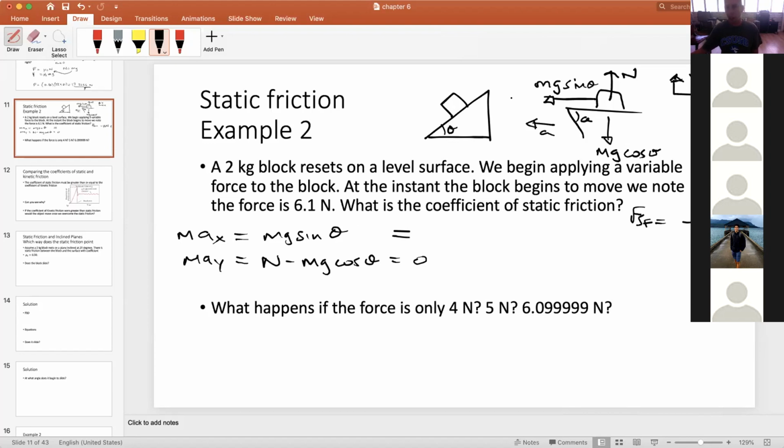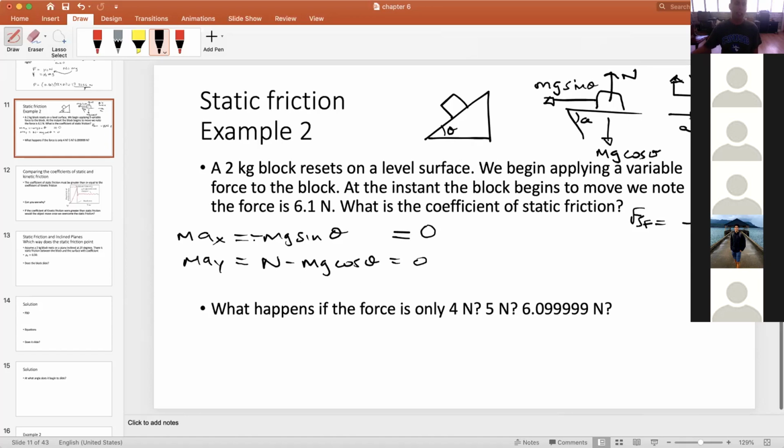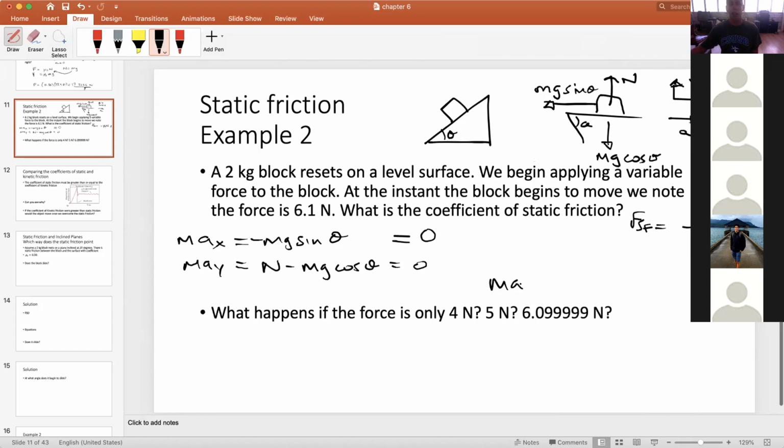That means, since I chose a, well, let me actually not do that. I'm going to confuse people. Let me choose a to be up the incline, so this is negative. In order for a to be 0, which it has to be for static, max has to be the force of static friction minus mg sine theta, and that has to equal 0. Furthermore, I see that the force of static friction is equal to mg sine theta.